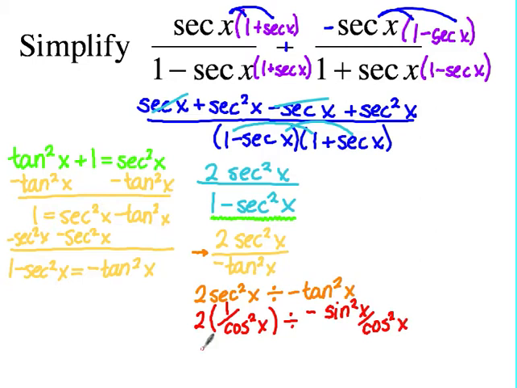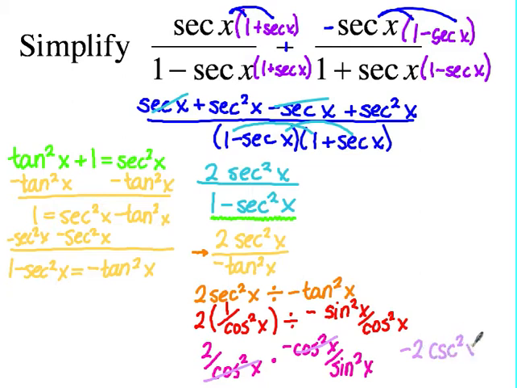How do you divide fractions? Multiply by the reciprocal. So what's the reciprocal of negative sine squared over cosine squared? Negative cosine squared over sine squared. So what happens? They cancel. And if you notice, I have negative 1 times 2, which is negative 2. And notice I've got a sine squared in the denominator. So which trig function is 1 over sine squared? Cosecant squared, yep. And so that is your final answer.